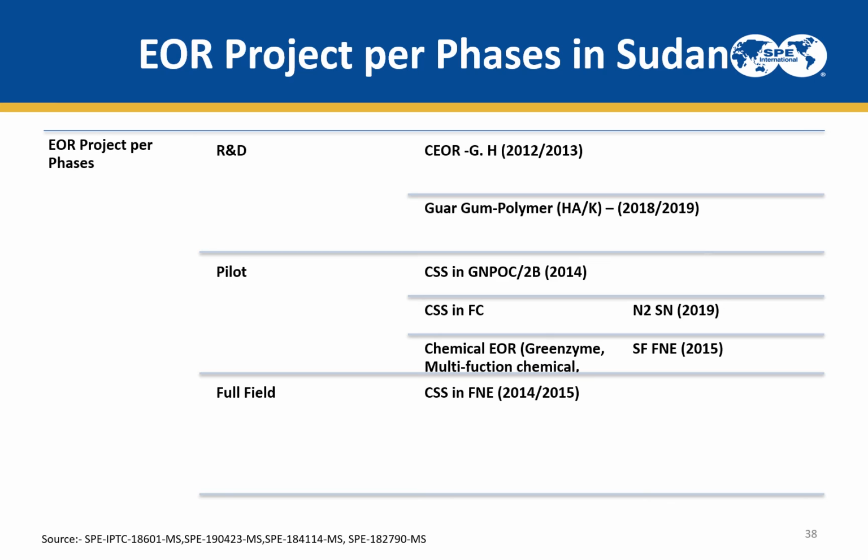For the fields under the pilot stage, we have CSS in GMBC since 2014, CSS in Central, and nitrogen in South and Najma, and chemical EOR such as Greenzyme and multifunction chemical in Greater Nile and in Petroenergy, besides steam flooding in Fula North East since 2015. Only one project has reached the full field stage in Sudan, which is CSS in FNE since 2014-2015.